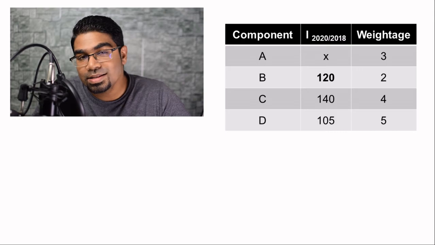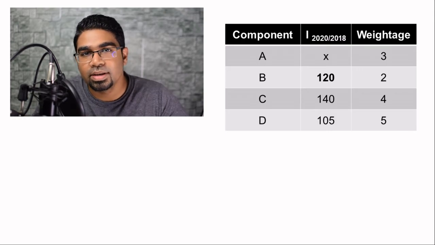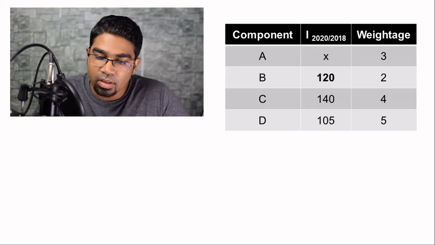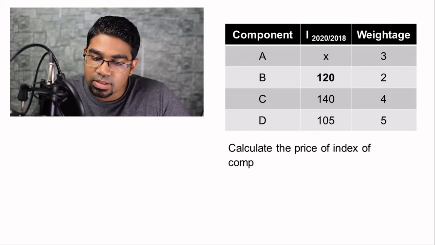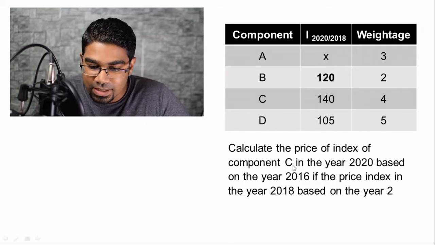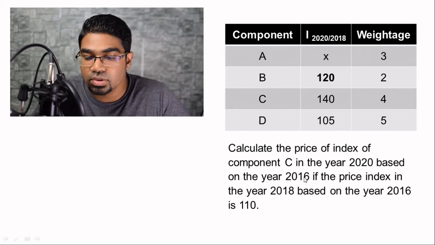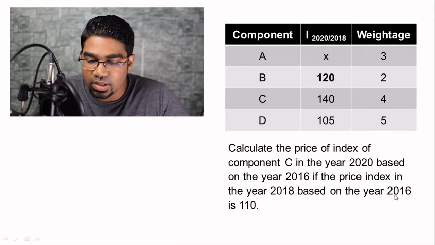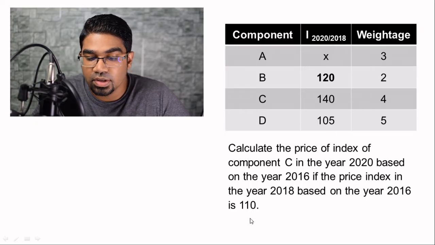We've covered the easiest part of the topic. Now let's get to the confusing question where they mix up all the years. Calculate the price index of component C in the year 2020 based on the year 2016. So here we have a new year introduced. If the price index in the year 2018 based on the year 2016, this again is a different index, we do not have this, is 110. So it's given to us.